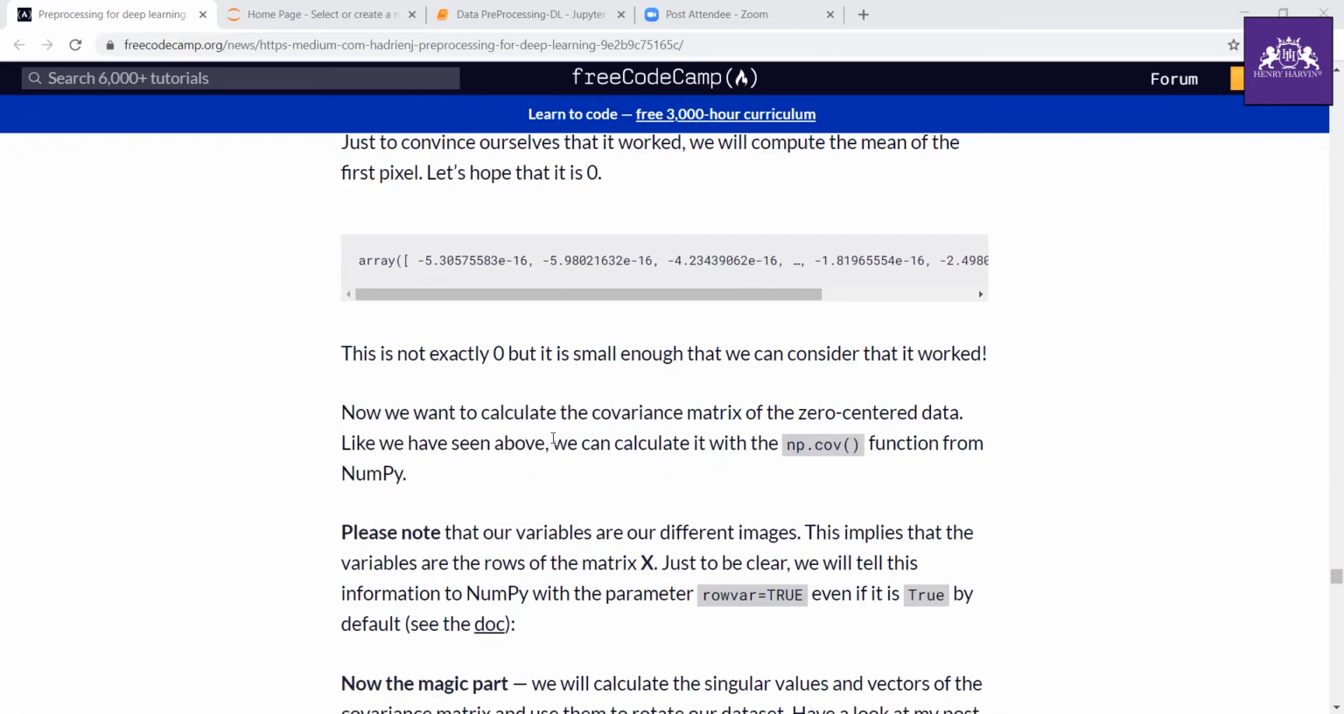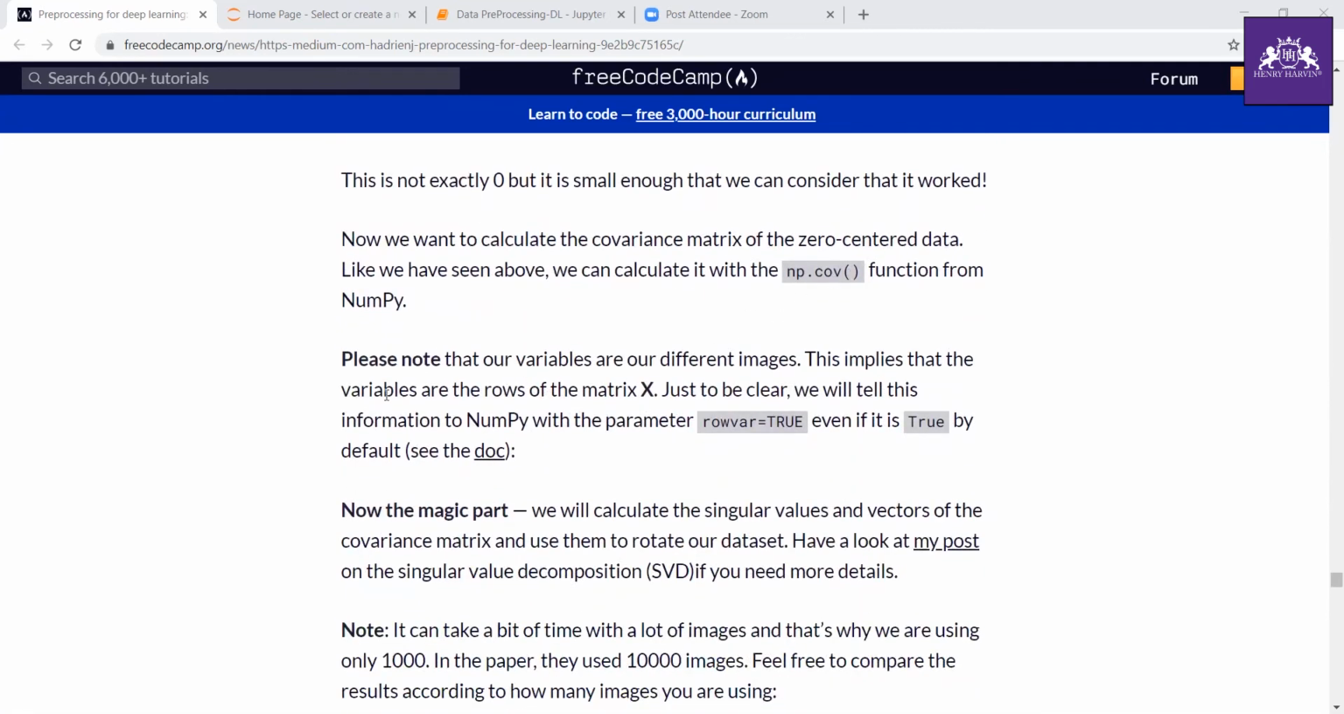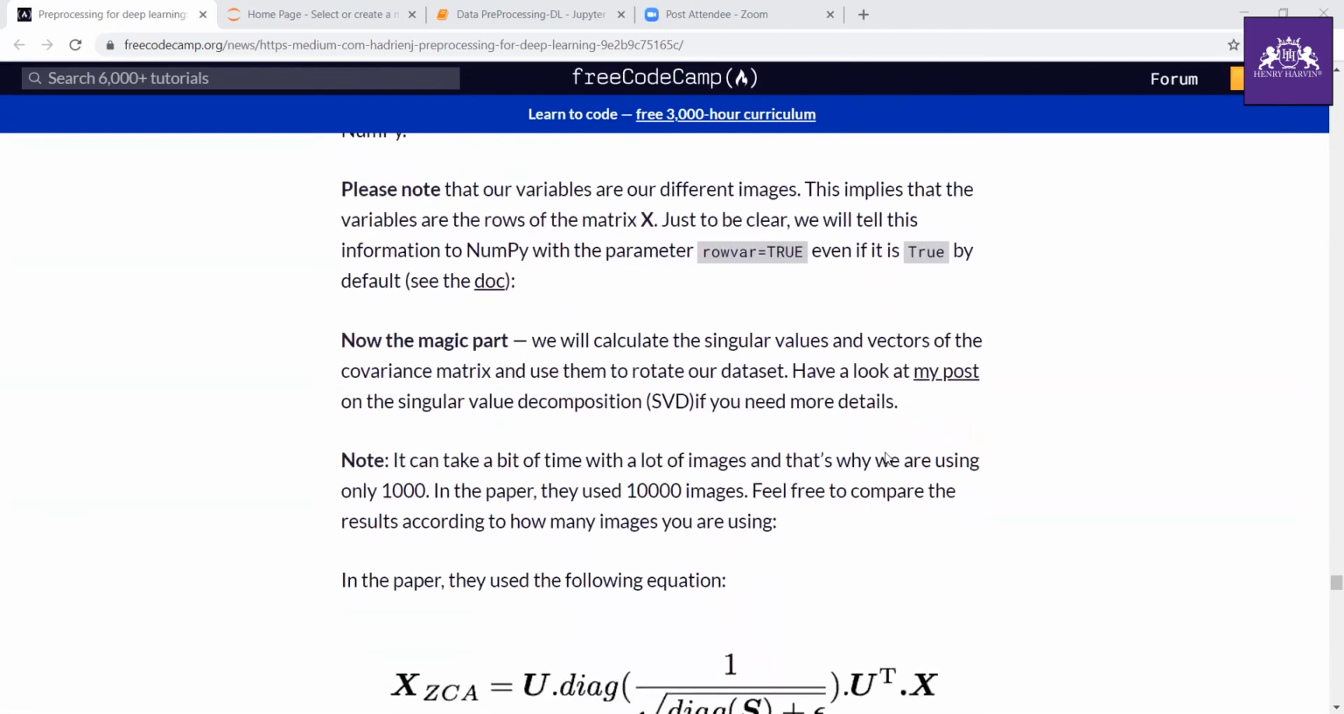Now we want to calculate the covariance matrix of the zero-centered data, like in the previous case. We can calculate it using the np.cov function from NumPy. Our variables are our different images, which implies that the variables are the rows of the matrix X. We have to be clear and tell NumPy this with the parameter rowvar equal to True, even if it is True by default.